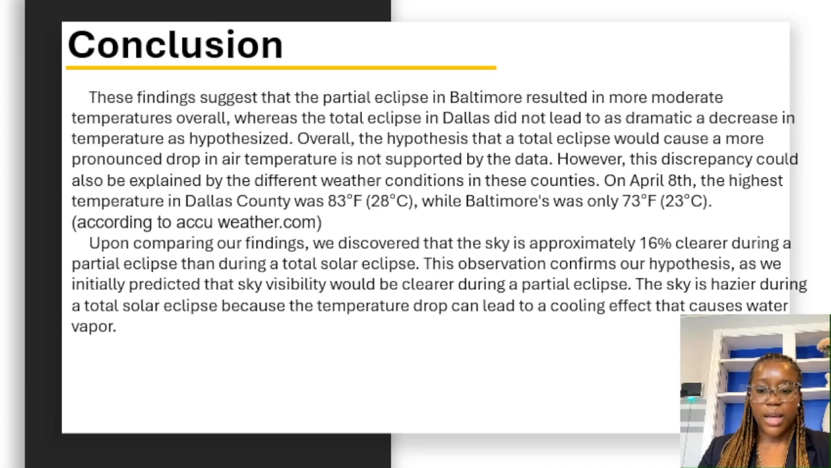Upon comparing our findings, we discovered that the sky is approximately 16% clear during the partial eclipse and during the total eclipse. This observation confirms our hypothesis, as we initially predicted that sky visibility would be clear during a partial eclipse. The sky is hazier during a total eclipse because of the temperature drop, which can lead to a cooling effect.